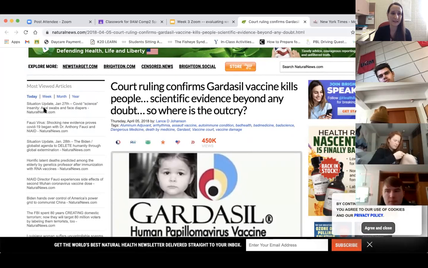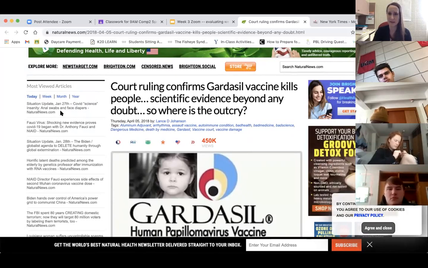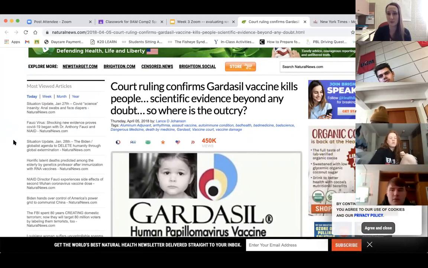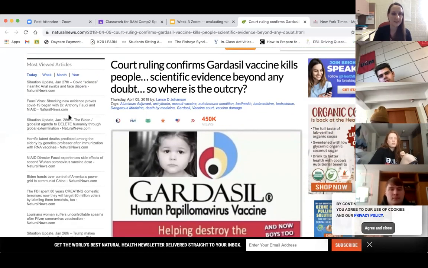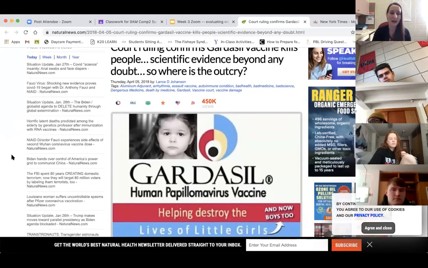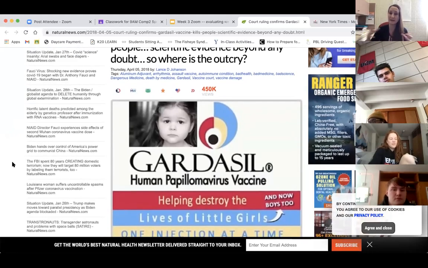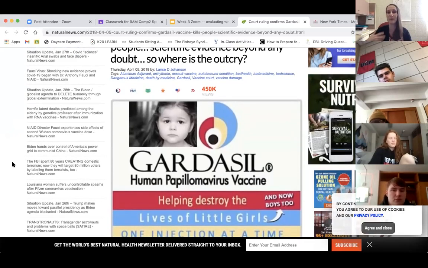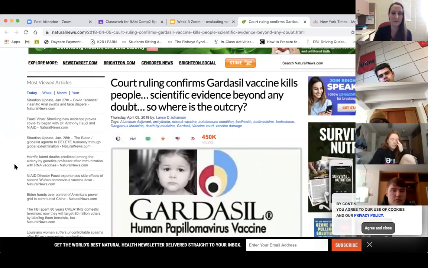COVID science insanity, anal swabs and face diapers is a headline here. That should clue you in that even if you're looking at an article that looks a little more reasonable, some of these terms they're using are really, really dramatic. This one says the Biden globalist agenda to delete humanity through global extermination. So that's pretty dramatic, right? And even a capitalized delete here. It's very sensationalized. And overall, this website definitely is trying to promote a particular political perspective.